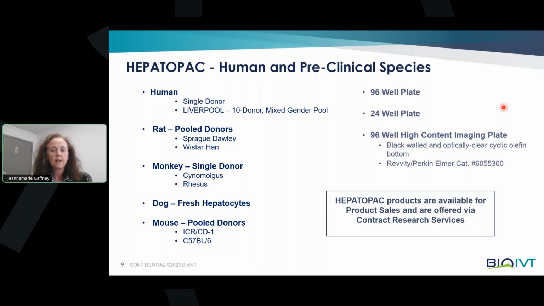And just quickly, as a refresher, HEPATOPAC is available in human and preclinical species. For human, we offer single donor and liver pool options. For rat, we offer the Sprague-Dawley and Wistar-Hahn strains. For monkey, we offer Cyno and Rhesus. For dog, we offer Beagle Dog, and we do use freshly isolated hepatocytes. And for mouse, we offer both CD1 and C57 strains. And this platform is available in a 96-well, 24-well, and a 96-well high-content imaging plate. And any work with HEPATOPAC can certainly be outsourced to BioIVT as part of our contract research services offerings, or the plates may be purchased for use in your labs.